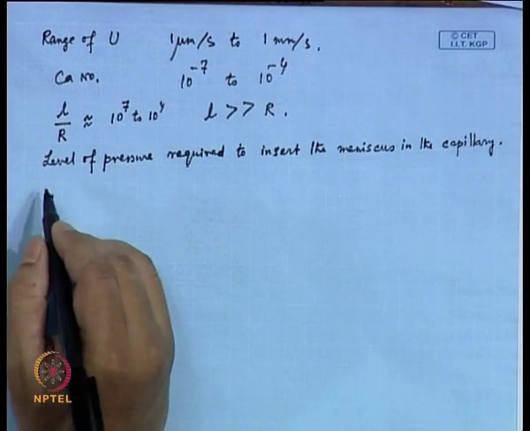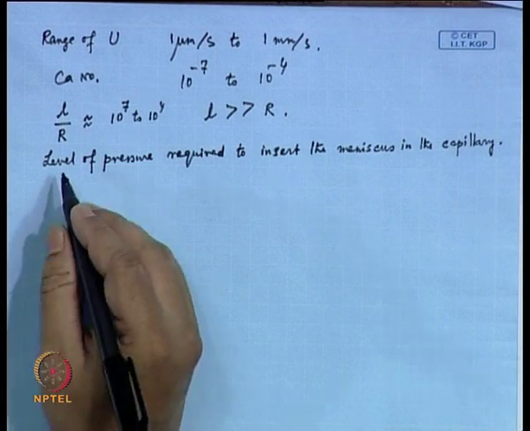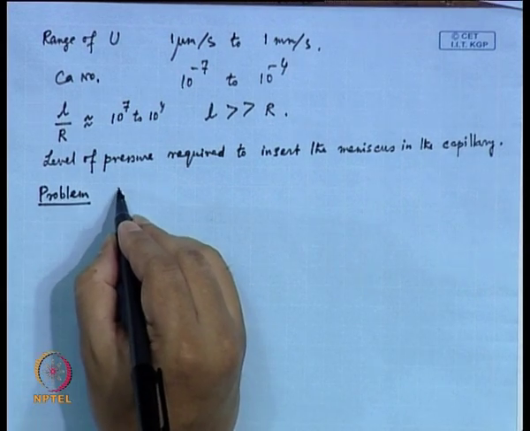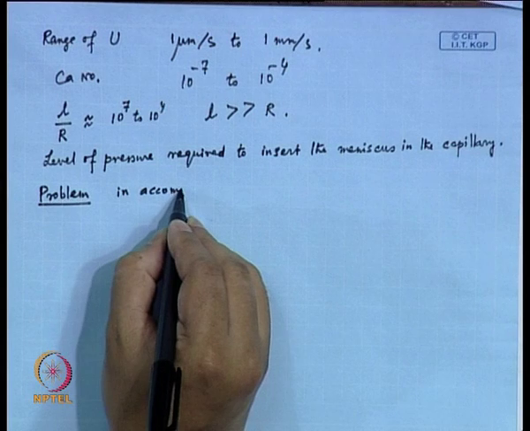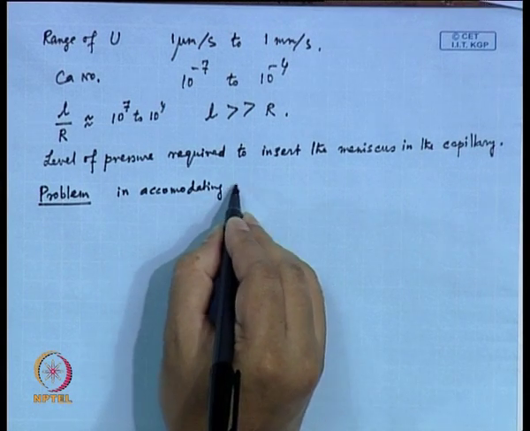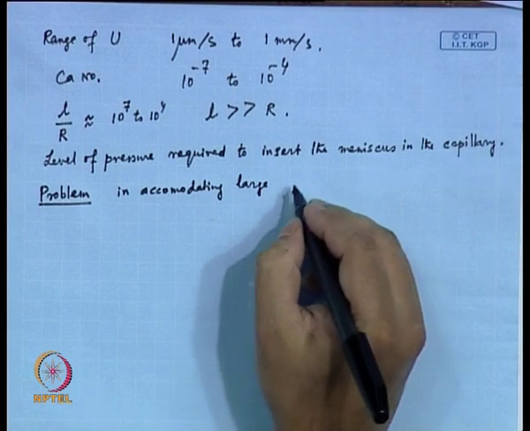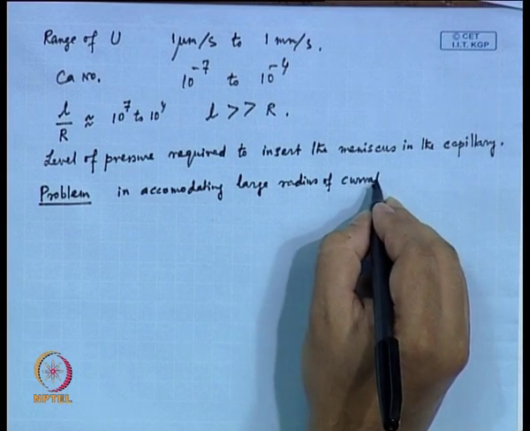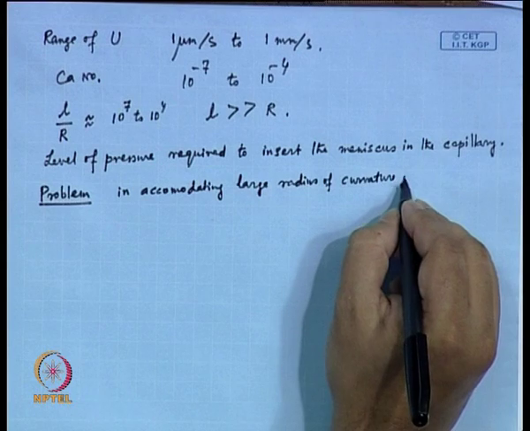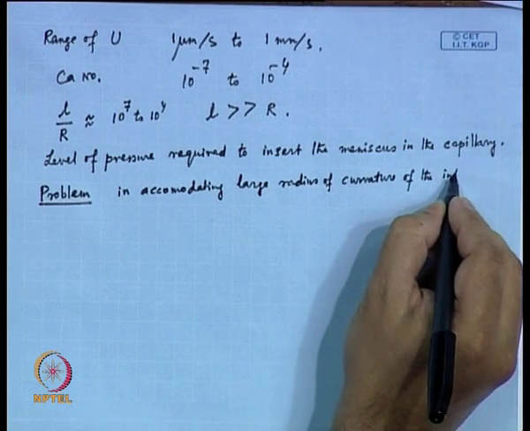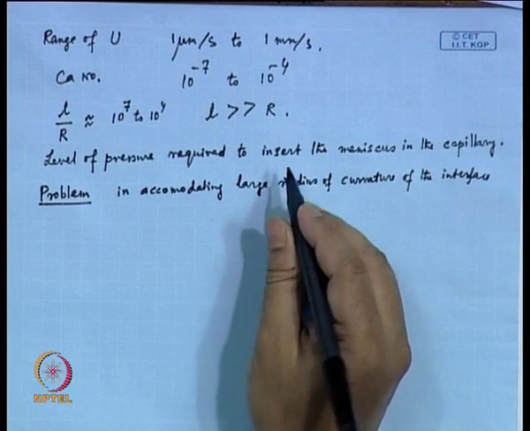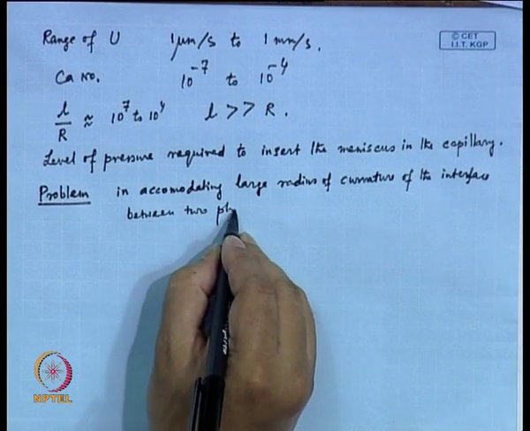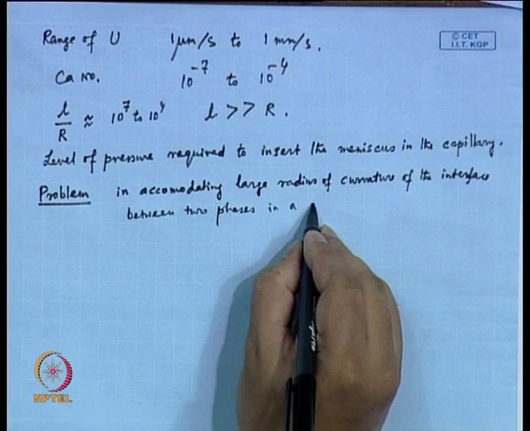So, when it comes to having this two phase flow, the problem lies in accommodating large radius of curvature of the interface between two phases in a small channel.